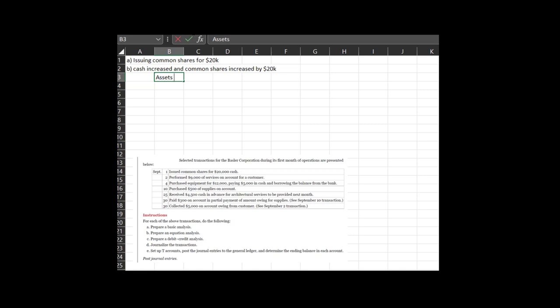Awesome. So I have my accounting equation, where assets equals liabilities plus equity. And if my cash increased, that means that my assets increased. My cash increased by 20K. Cool. And my common shares, my CS, increased by 20K. Assets equal liabilities plus equity. Cash increased by 20K. Common shares increased by 20K.